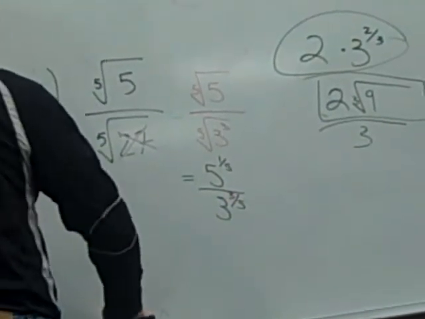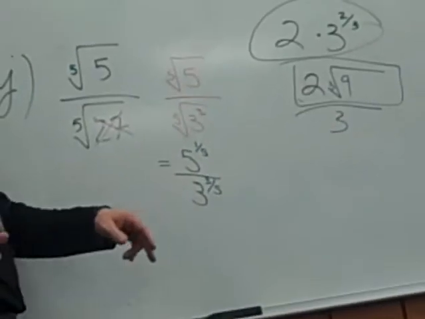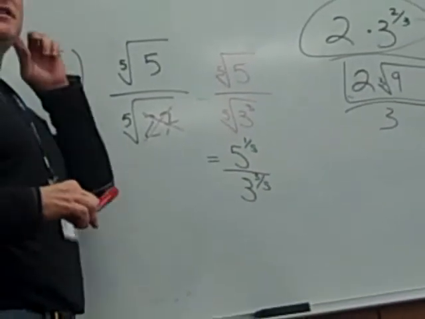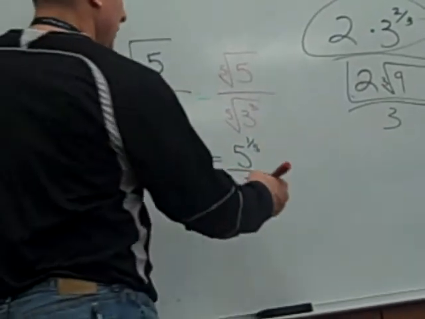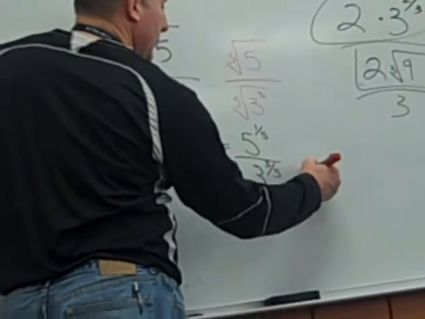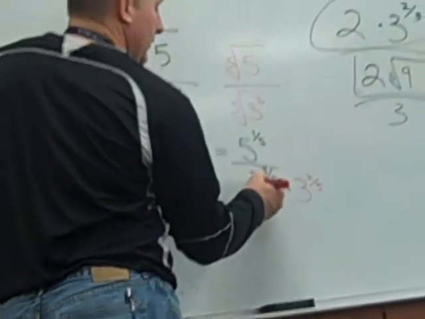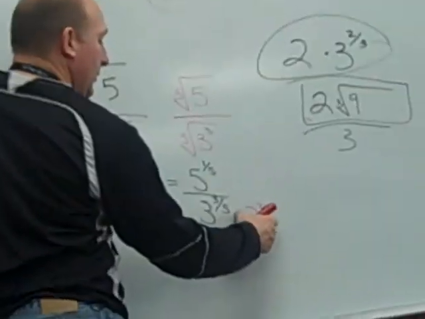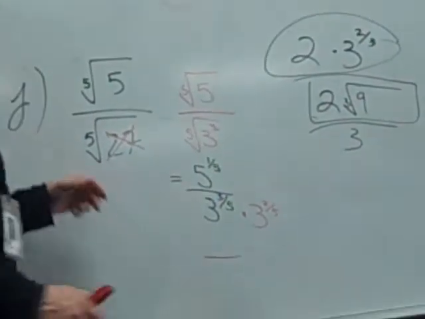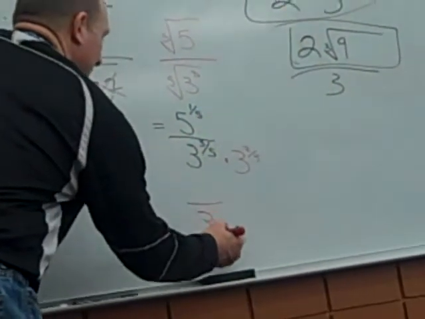No fractional buts. What am I going to multiply the bottom by so that I don't have that fractional denominator, fractional exponent? Say it out loud. 3 to the 2/5. Base numbers are the same. What do you do with your exponents? My good friend Adam. What's 5 over 5 equal to? 1. So I have 3 just on the bottom.